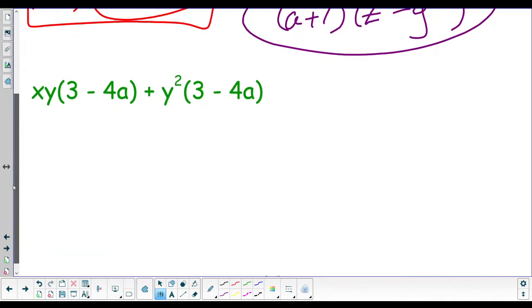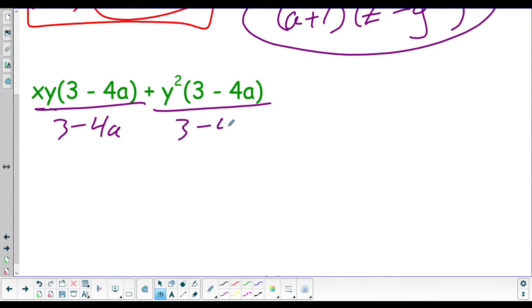One more. What do these have in common? 3 minus 4a. 3 minus 4a. So we put the 3 minus 4a in front.